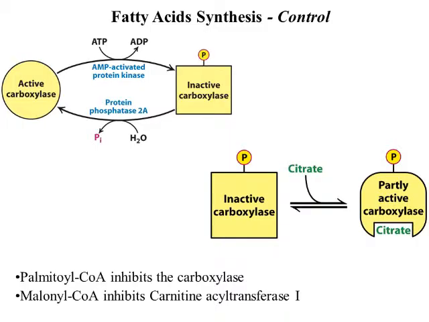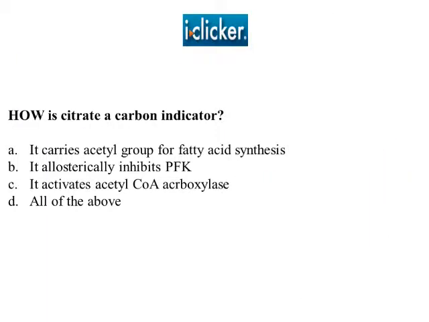The carboxylase enzyme, acetyl-CoA carboxylase, is inhibited by phosphorylation, and it's activated by citrate. And at that point, of course, we mentioned that citrate is a carbon indicator. And why or how is citrate a carbon indicator? That was the other thing we explained. Why or how? This is the big question.